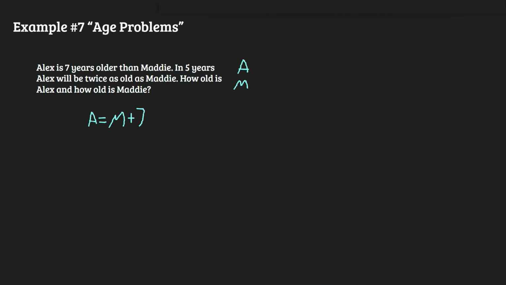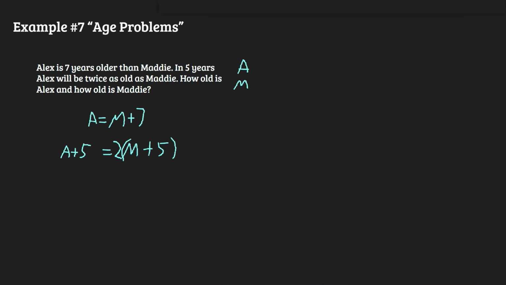So in 5 years, Alex will be twice as old as Maddie. So in 5 years, Alex's age is Alex's current age plus 5 years. And then in 5 years, Maddie's age is going to be her age plus 5. Now in 5 years, Alex's age is twice that of Maddie's. So I'm just going to do Alex's age plus 5, or Alex's age in 5 years, is twice that of Maddie's age plus 5, or Maddie's age in 5 years.